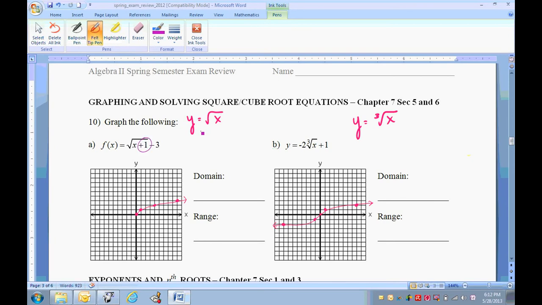Well, this plus 1 tells me I need to shift left 1. And the negative 3 out in the back tells me I need to go down 3. So I'm going to take each parent point of my graph and shift it left 1 and down 3.